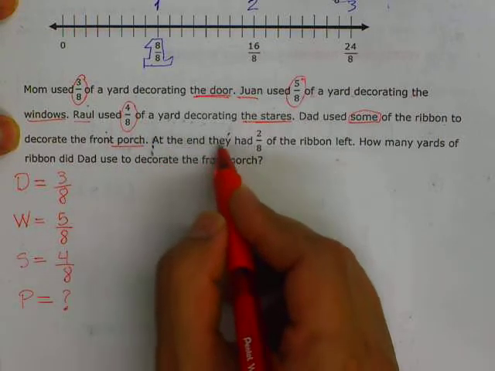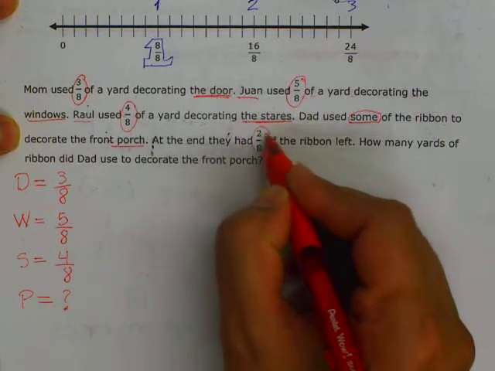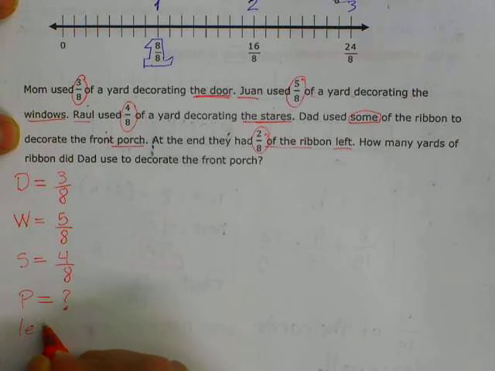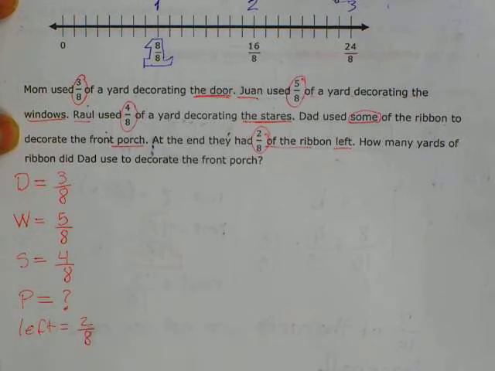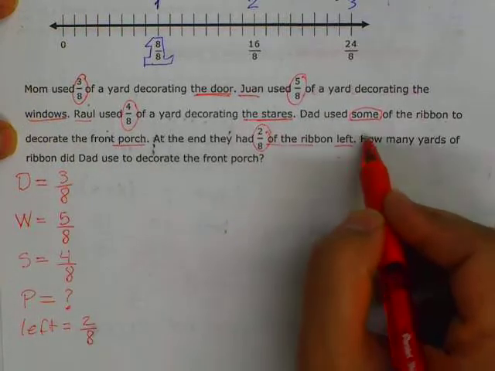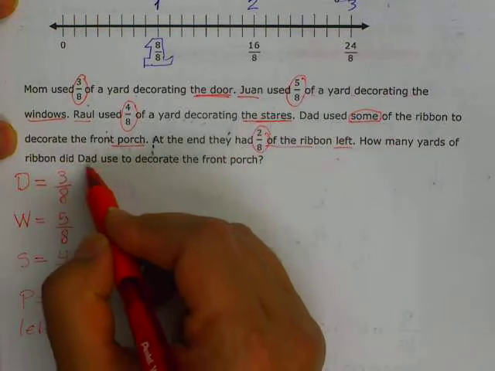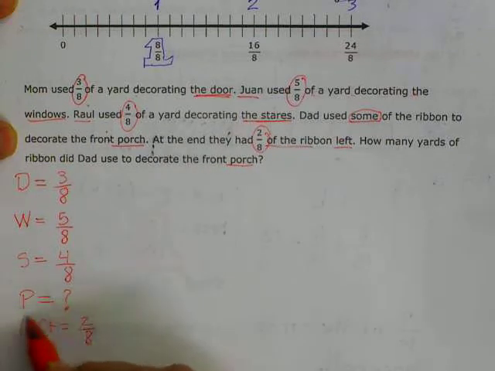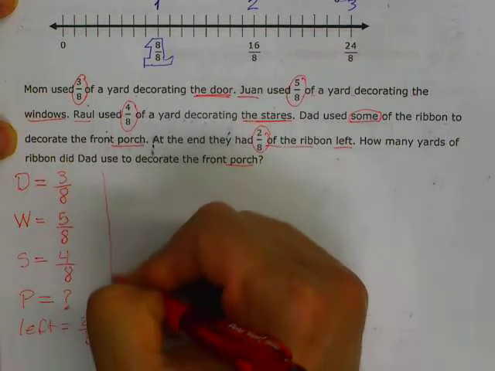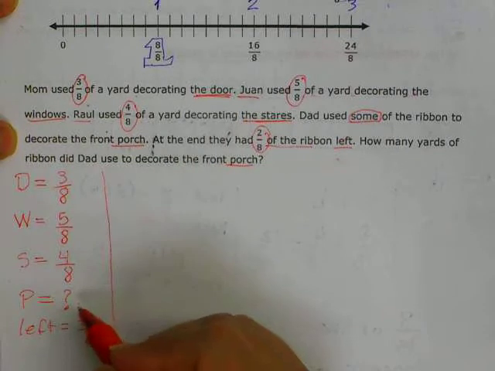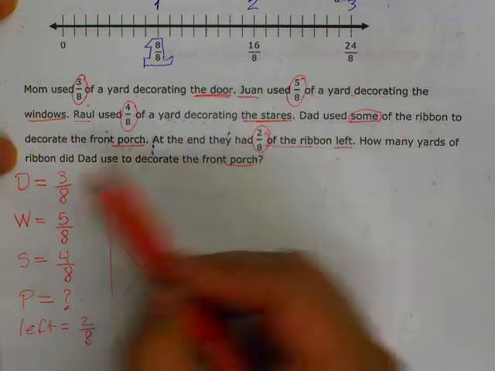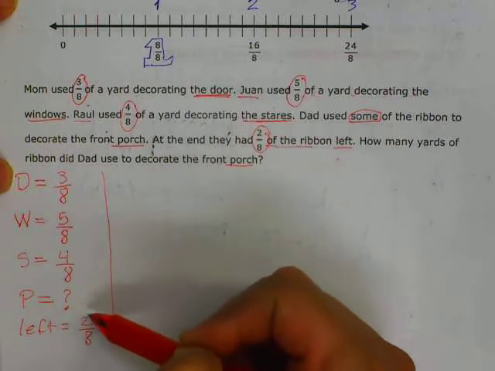And at the end, they had 2/8 of the ribbon left. So I know that at the end they are left with 2/8. And the question is, how many yards of ribbon did Dad use to decorate the front porch? So that's exactly what I need, the front porch. The first way that I can solve this is by filling up my number line, using all the information that I have in my problem.